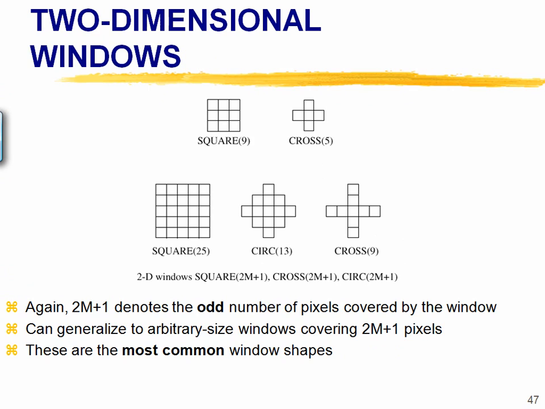All right, these would be simple examples of two-dimensional windows. Okay, a square with 25 pixels in it, circular with 13, cross with 9, and again these would be defined based on the shape and the basic elements that are present within that. Again, these are the most common window shapes. You don't have to restrict yourselves to these shapes. You can come up with your own symmetric shape, and that's absolutely fine.